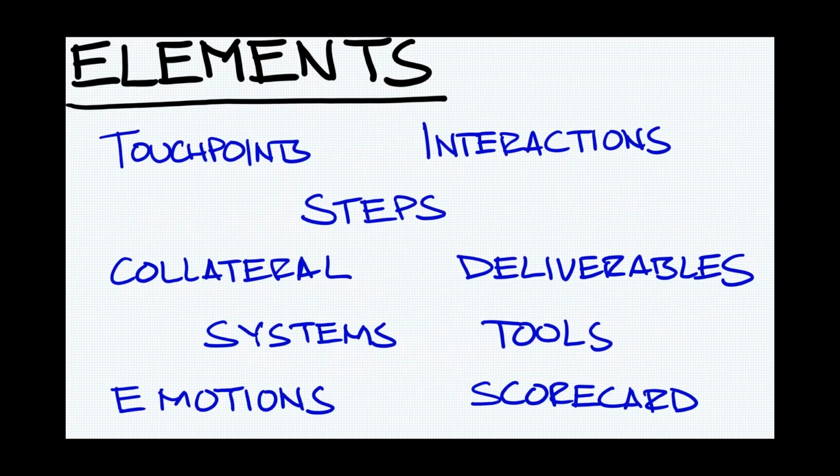So what are the elements of a journey map? And there's no real right answer on this. Some common elements are touch points. Touch points are where two people are interacting in some way. So touch points are interactions. Steps, if you want to break things down by step, if you're more of a process, a thinking person, capturing steps. Collateral, what are the documents and the resources that are needed at this phase in the journey?